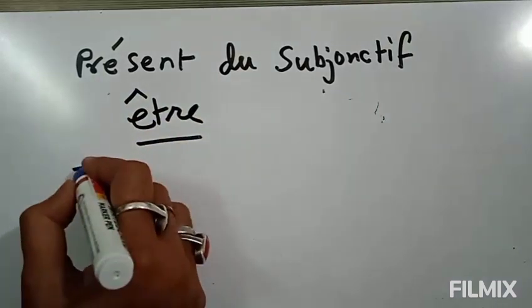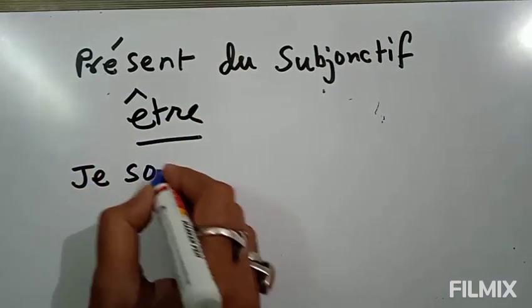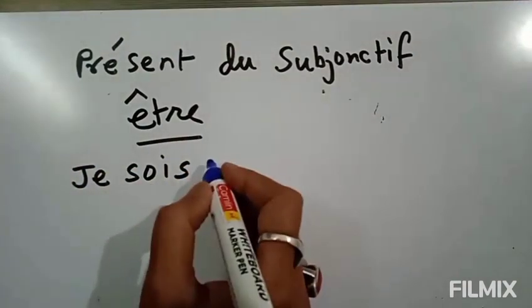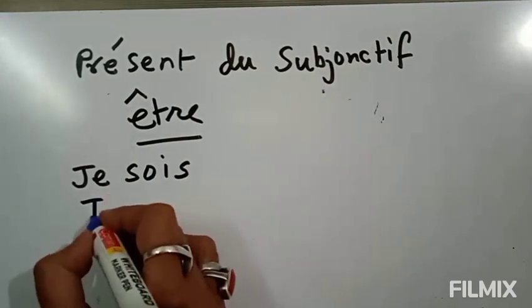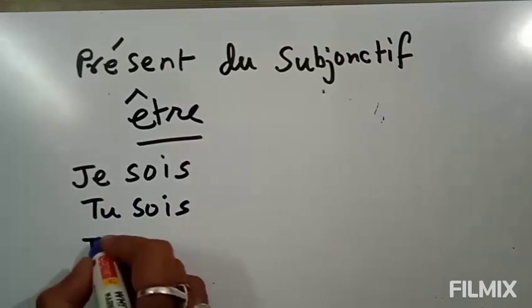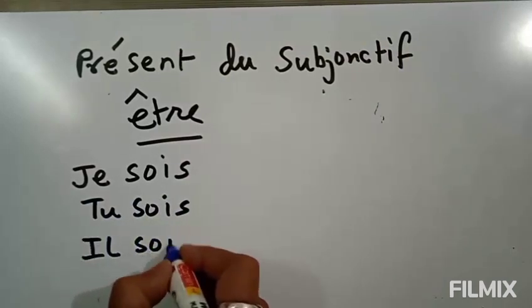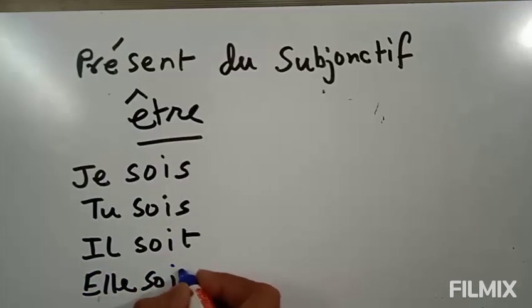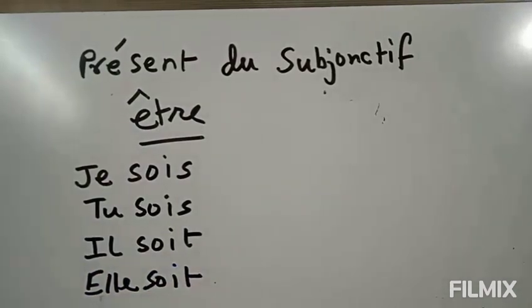Être. Je sois, S-O-I-S is the form. Tu sois, S-O-I-S. Il soit, S-O-I-T. Elle soit, S-O-I-T. These are the four forms I am showing you first: je sois, tu sois, il soit, elle soit.